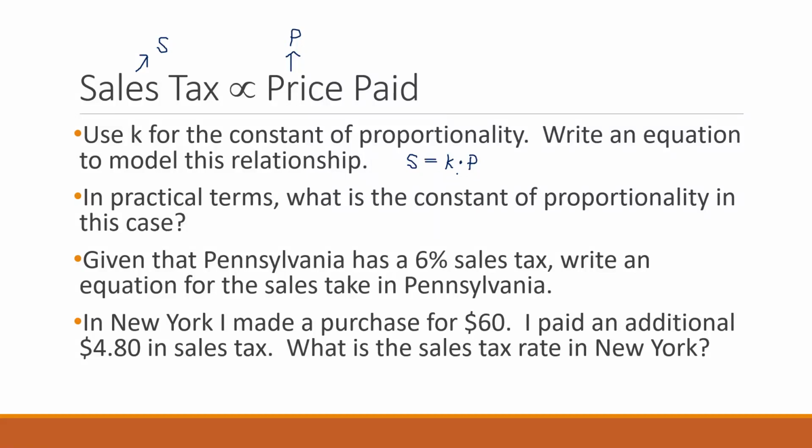So in practical terms, what would this K represent? Well, that would be your tax rate. So if we are in Pennsylvania doing our shopping and we have a taxable item, it's 6%. So we would take 6% as a decimal and multiply it by the price, and that's going to give us the sales tax that we're going to owe. So it's asking us to write an equation specific for Pennsylvania. To do that, we're going to replace the K, the constant, by that tax rate, 0.06, and then you multiply that by the price.